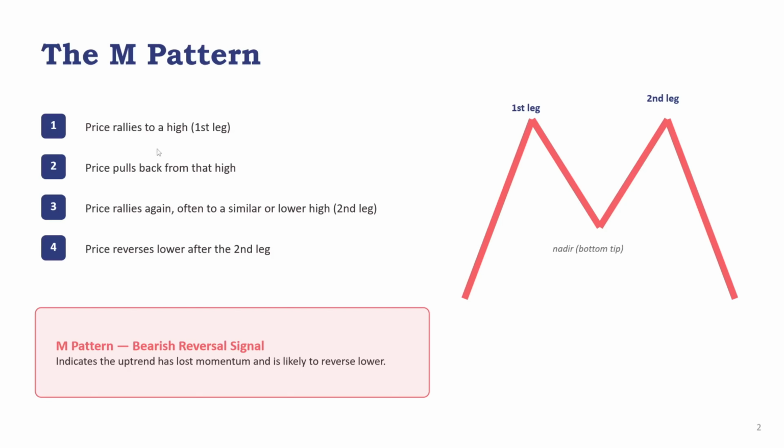So the M pattern has two legs. The first leg, then we have the mid of the M, the nadir. Most people will also call it the neck. And then we have the second leg, and then now it moves towards the direction.